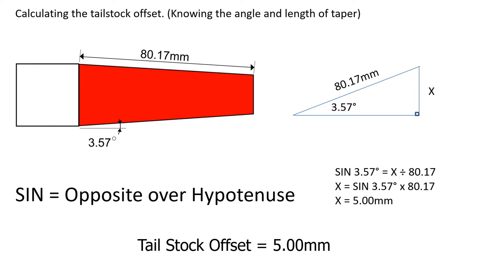In this example, we're still looking for the opposite side of our triangle, but this time we're going to use sine, because sine equals opposite over hypotenuse. We have the hypotenuse and we have the angle, so all we need to do now is find out what x is. So sine 3.57 equals opposite over hypotenuse, which is x divided by 80.17. We reshuffle the formula to make x the subject of the formula. So x equals sine 3.57 times 80.17. And lo and behold, our offset distance is 5 millimeters.